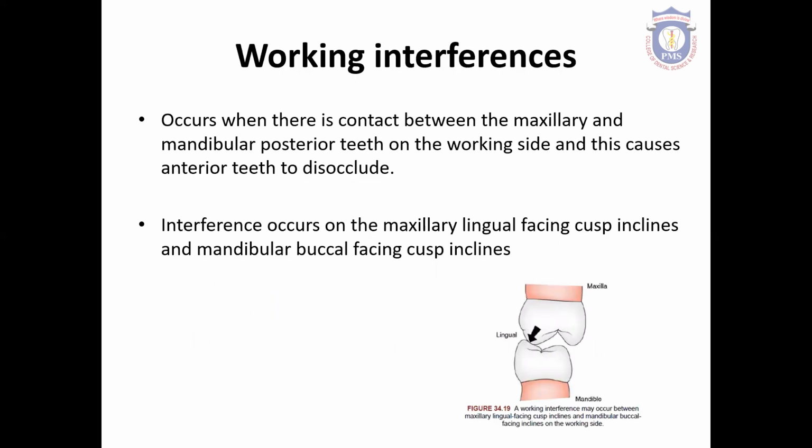Working interference occurs when there is contact between maxillary and mandibular posterior teeth on the working side, and this causes anterior teeth to disocclude. Interference occurs on the maxillary lingual facing cusp inclines and the mandibular buccal facing cusp inclines.